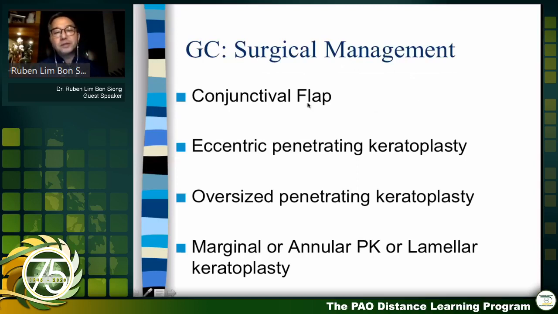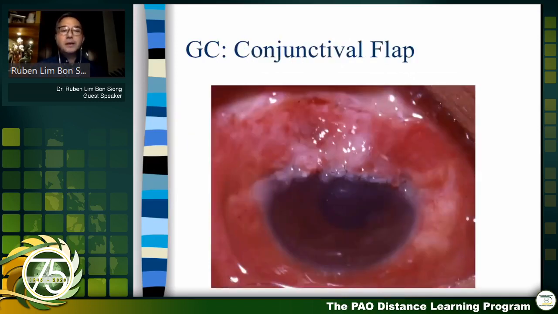So some of these are some of your options. You can do a flap to cover the hole, or in a larger hole, a larger rupture, you can do an eccentric penetrating keratoplasty, or an even oversized keratoplasty, or a marginal annular PK or lamellar keratoplasty, if there's a peripheral melt.